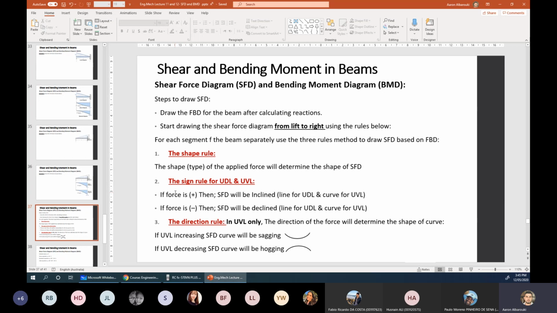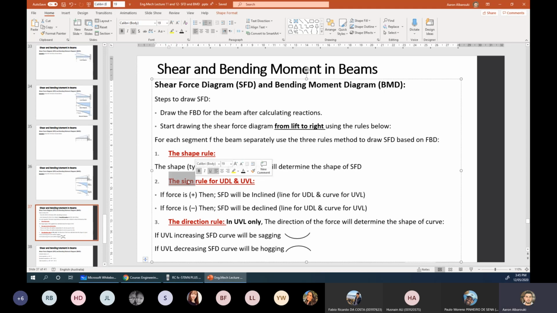Second thing, you know the shape, but you need to know, is the shape going straight? Is it going up? Is it going down? Obviously, it's either up or down. Especially if it's a straight line, obviously it's going straight. But if it's an increasing or decreasing line, what will tell us if it is going up or down is the sign. So the sign is the second thing you need to ask yourself. What is the sign of the shear force? Is it positive or negative? If the sign is negative, that means the line or the curve will be declined. Line for UDL and curve for UVL.